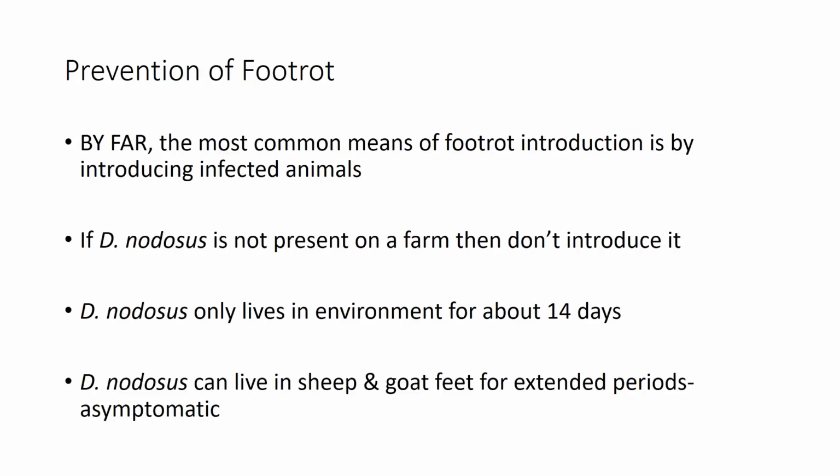There's other ways of getting it, but by far the most common way is a producer buys sheep or leases a ram or commingles sheep from different operations, where one operation has the nodosus bacteria in their operation and the other one doesn't, and then it spreads to the naive animals that are not affected. Okay. If the nodosus bacteria is not present on a farm, then don't introduce it. That's the simple thing about it.